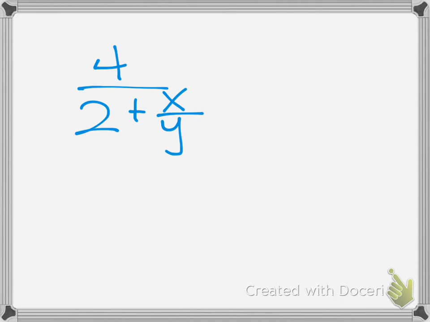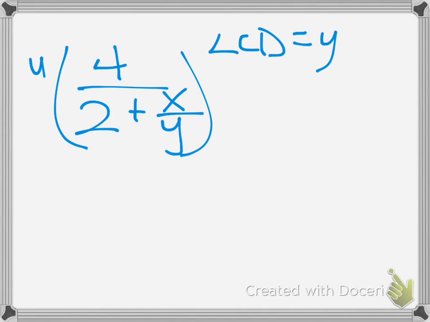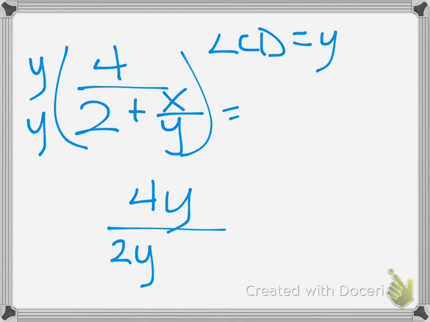Again, for the example that we just did, it's not that big a deal because we have 4 over 2 plus x over y, and the LCD here, of course, is still y because 4 over 1, right? So the idea is we multiply every single term by y. So 4 times y is 4y, 2 times y is 2y, and y times x over y, well, the y's will cancel out and we'll just be left with x. So we wind up with the same answer, but with a lot less work.